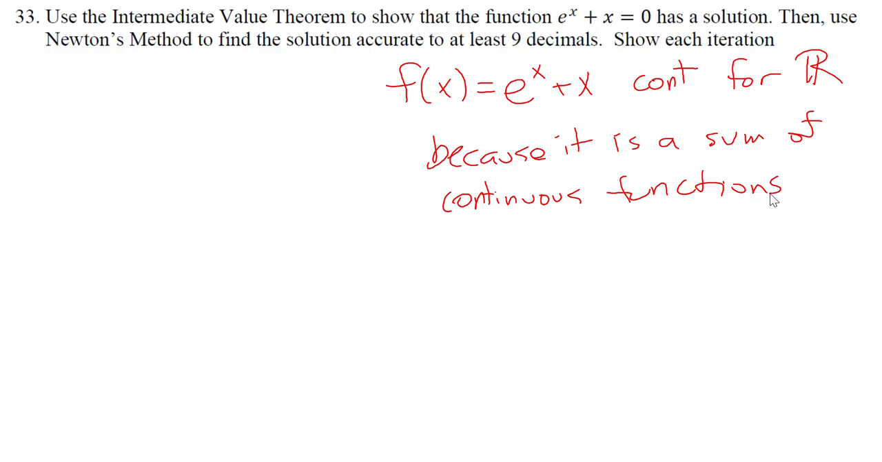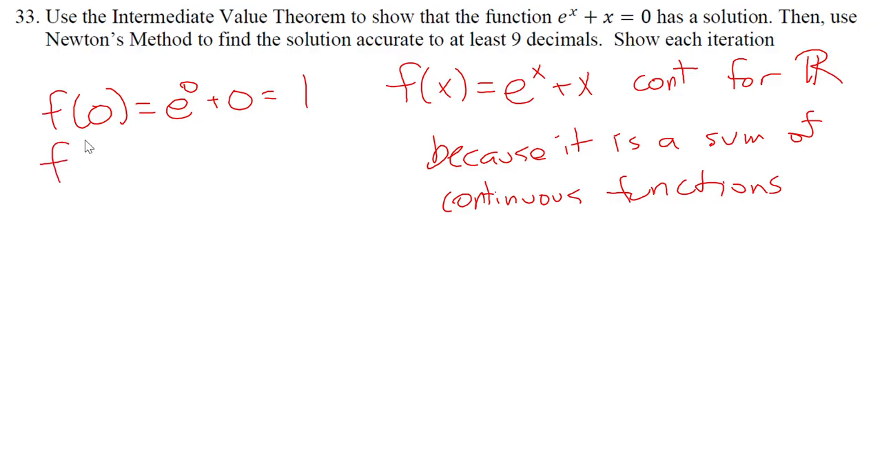Then we need to find a place where it's going to change signs. Well, a good place to start is just looking at what f of 0 is. f of 0 is e to the 0 plus 0, which is just 1. And then we need to think about what's going to happen if I go to the right or to the left of 0. If I go to the right of 0, those numbers are just going to keep getting bigger, right? So I want to go to the left.